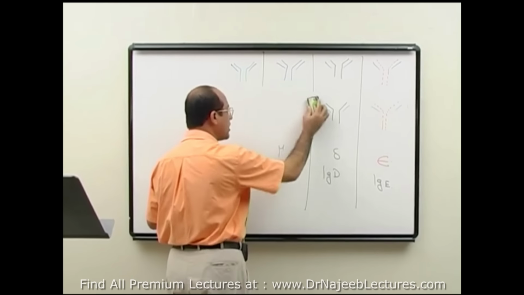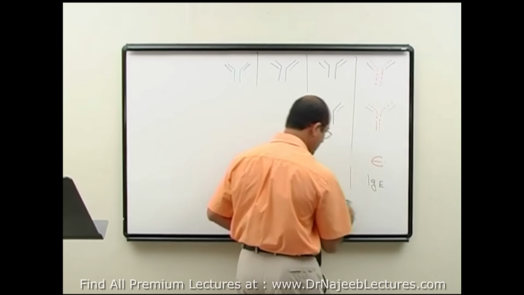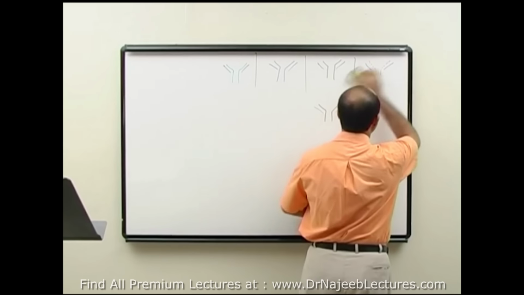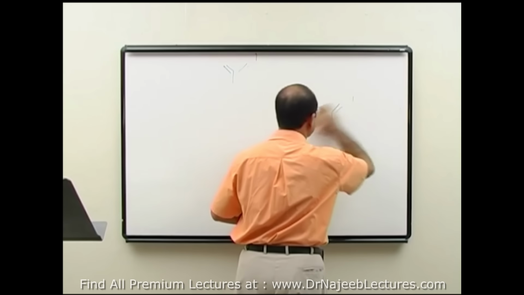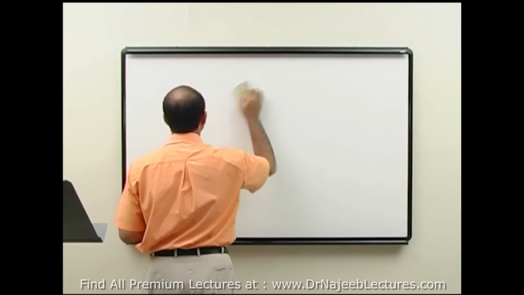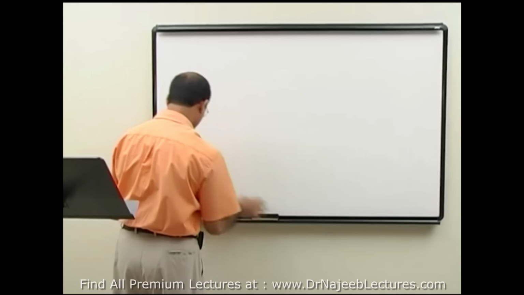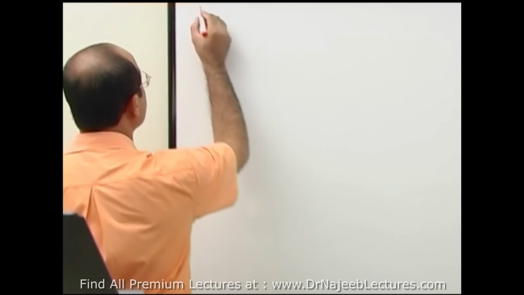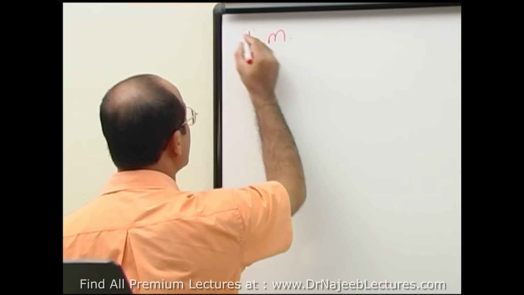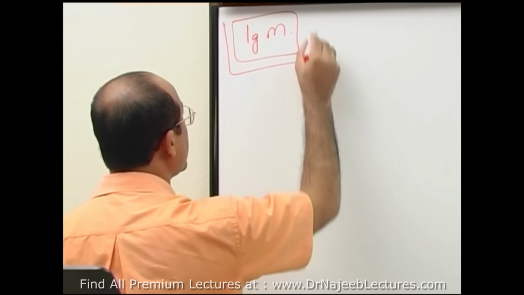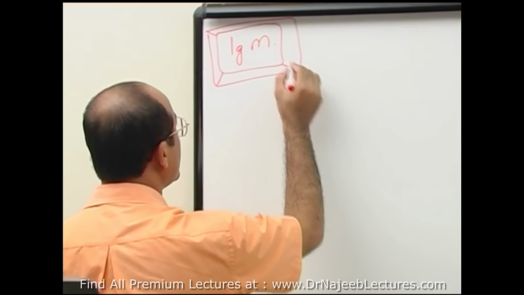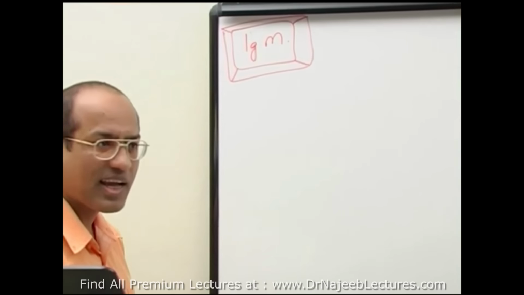We'll start studying now in detail every subgroup. First of all, we'll discuss IgM. Important points related with immunoglobulin IgM. Of course, you will tell me that IgM has what type of heavy chain? Mu type of heavy chain.